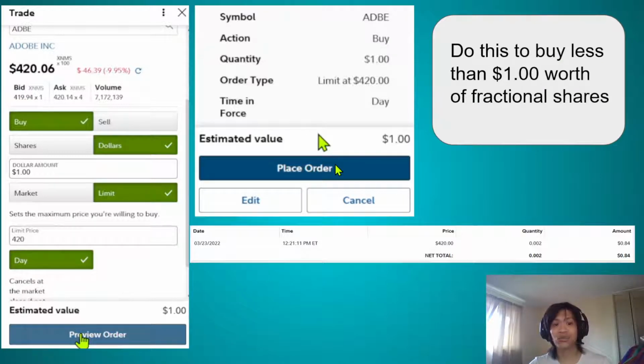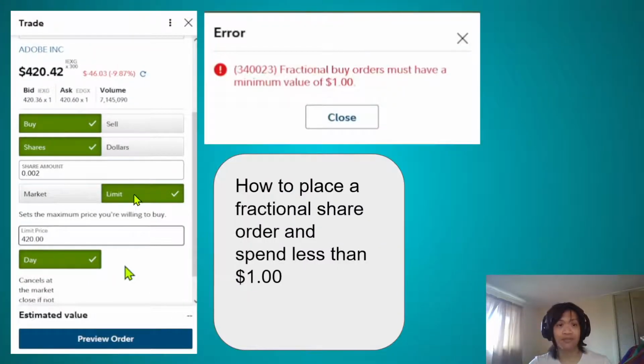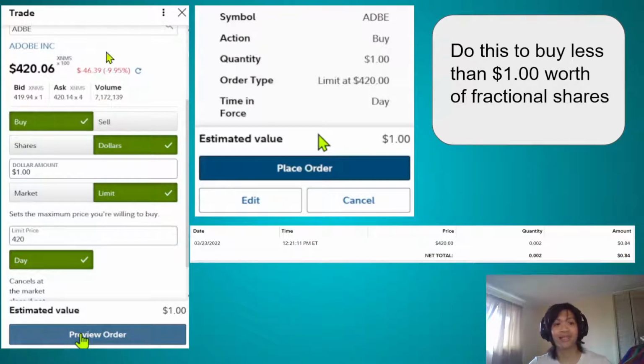After I place this order, you can see here that this is what happened. The order executed, the price was 420, quantity 0.002, and the amount was 84 cents. So I invested 84 cents, not $1, into Adobe. Even though the quantity is the same, 0.002 shares for Adobe, if you placed it the other way, Fidelity doesn't allow you to do it. So you want to place the order like this.